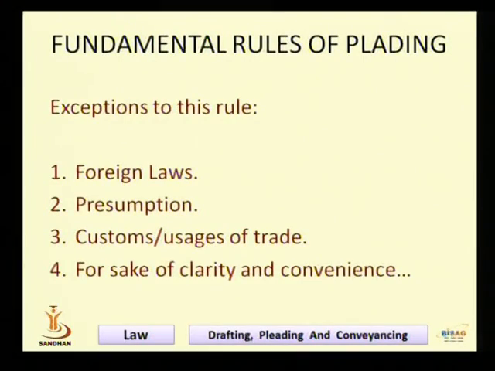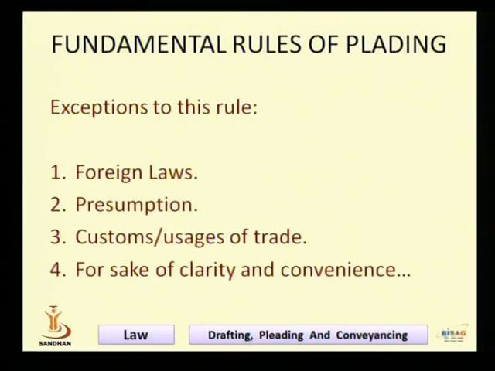So all presumptions, if they are covered in the plaint or written statement, are in accordance with the first fundamental rule of Order 6. The third exception to the first fundamental rule is customs and usage of trade.